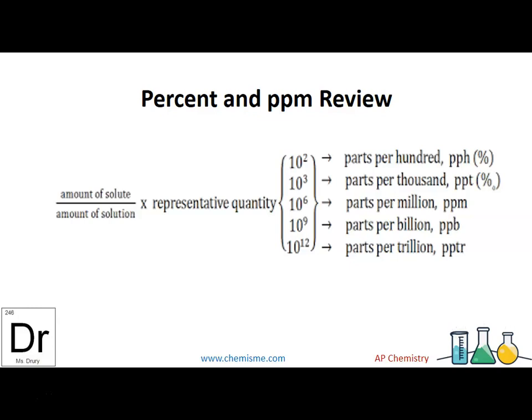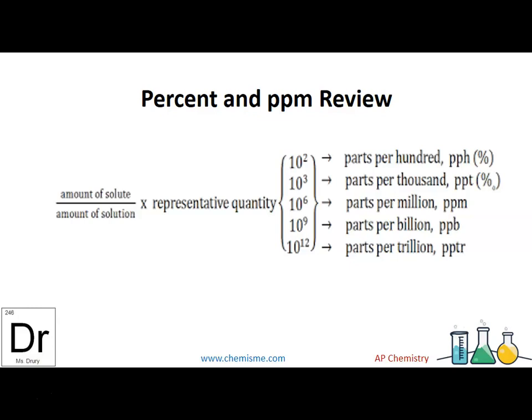So in any type of percent or parts question, you're always going to do the amount of solute on the top, usually in grams, divided by the amount of solution, again usually in grams, or maybe it's milliliters per milliliter, but the unit should be the same. And then you're going to multiply by its representative quantity. So if you're talking about parts per 100 or percent, you're going to be doing times 100. If you're doing parts per 1,000, it'd be times 1,000, parts per million times 1,000,000, and so on.